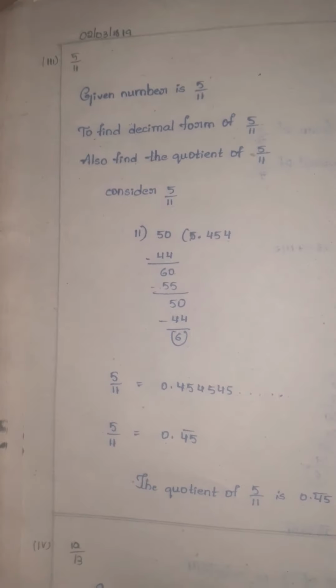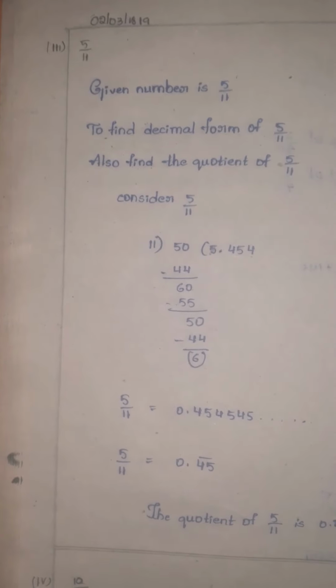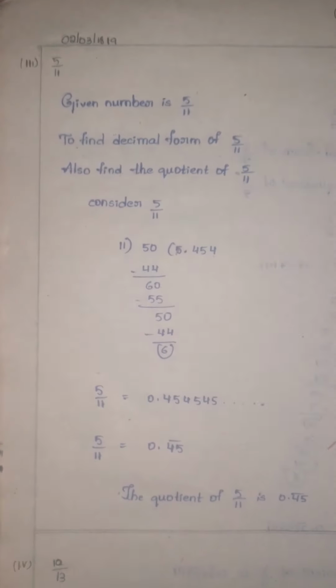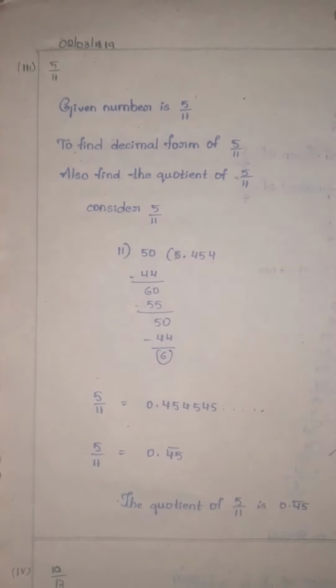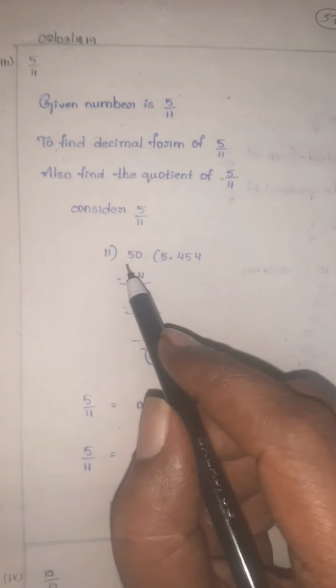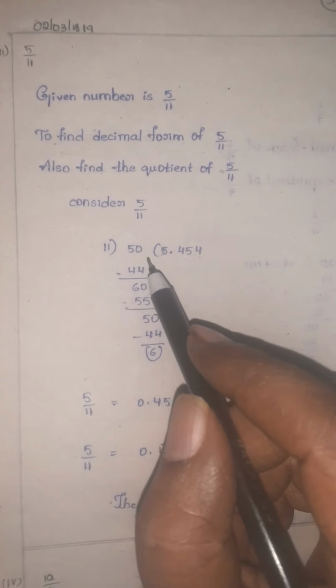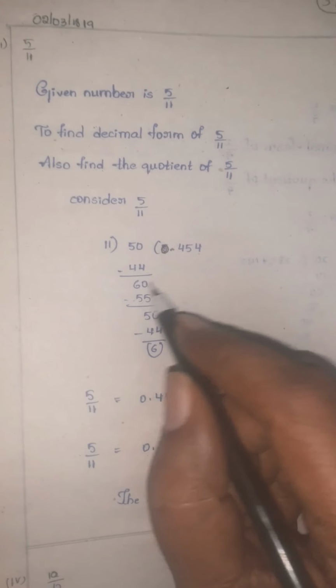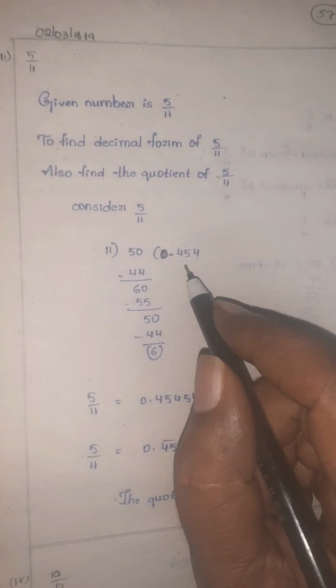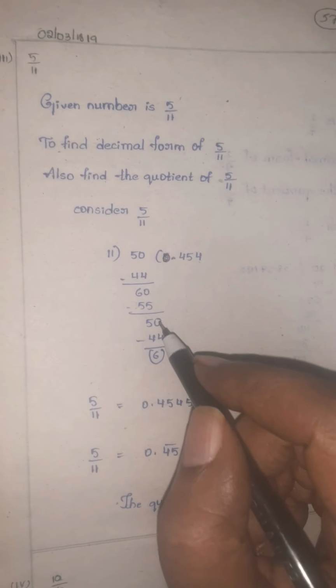Next, the third one, 5 by 11. The given number is 5 by 11. It is asking to find the decimal form of 5 by 11, also find the quotient of 5 by 11. So consider 5 by 11. So here it is not possible, children. Write the 0 point. So 11 4s are 44. 50 minus 44 is 6. So 0. Again 11 5s are 55.